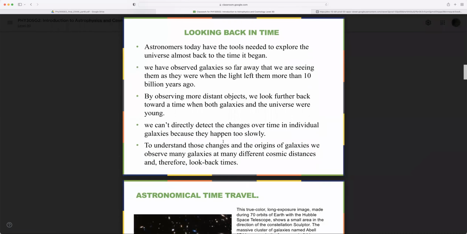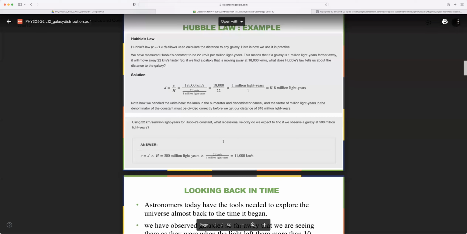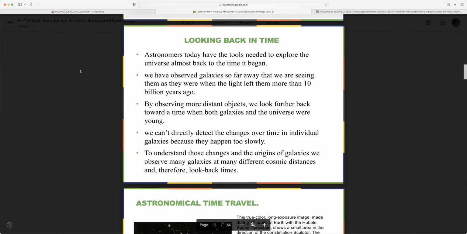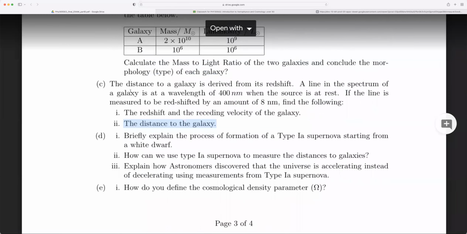Right, so this is how you find the look back time and those kinds of things. So I just need to show you how to answer this question now. What I am checking here is, from the knowledge that you have gained in the class and all the equations, whether you can find the distance to a particular galaxy. So that's the idea, right?